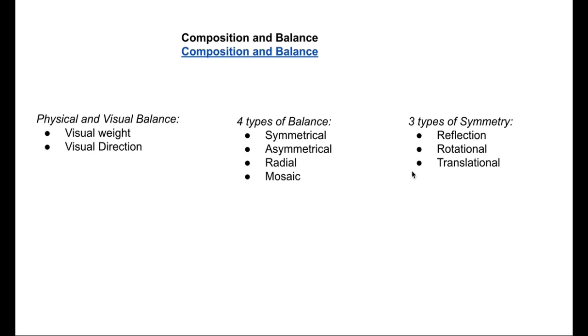Now we're going to check out composition and balance. If you click here on this blue link, it's going to take you to another page and more details. For this, we're going to be looking at physical and visual balance, such as visual weight and visual direction. We're also going to be looking at 4 types of balance, being symmetrical balance, asymmetrical balance, radial balance, and mosaic balance. Lastly, we're going to be looking at 3 types of symmetry, being reflection symmetry, rotational symmetry, and translational symmetry.